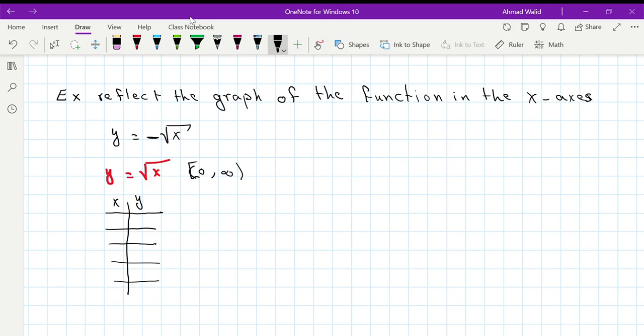All positive. I will choose 0. I'll choose 1. I can use 2, but I don't know what the square root of 2 is. It gets difficult to graph. Instead of that, I'm going to choose numbers that have a perfect square root. For example, 4 has a perfect square root. For example, 9 has a perfect square root. If you plug these values into y equals square root of x, the square root of 0 is 0, square root of 1 is 1, square root of 4 is 2, square root of 9 is 3. And easily you can graph this function, correct?